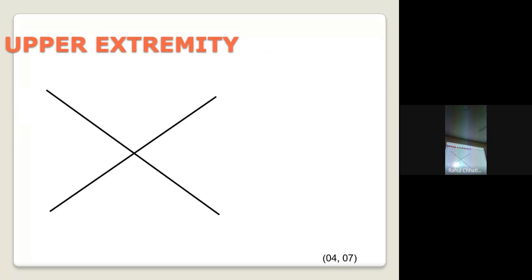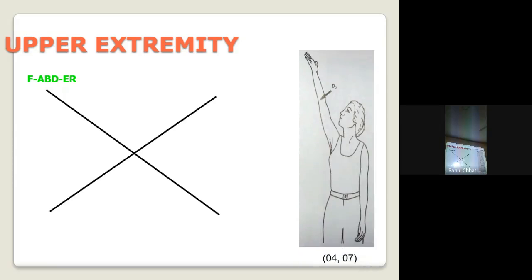Coming to the patterns for upper extremity. In this lecture, we'll try to cover the upper extremity. So this is D1, sorry, D2. You can see here. D2. Yes. So the first pattern is D2. Which are the components? Remember the components that are most important. Flexion, abduction, external rotation.